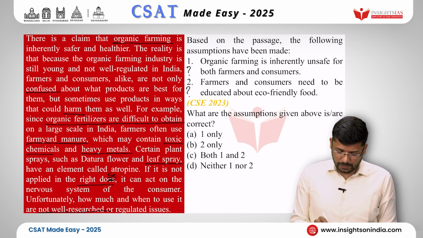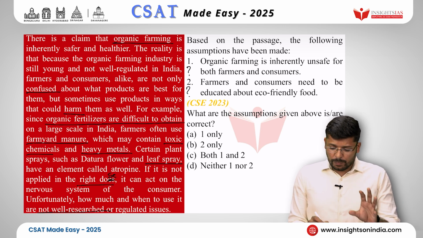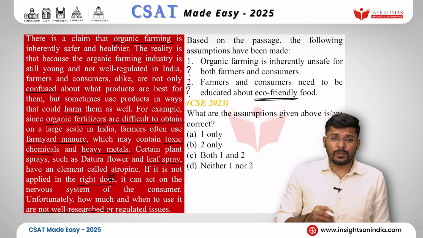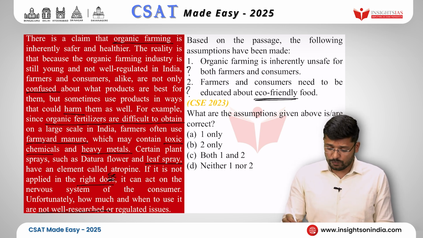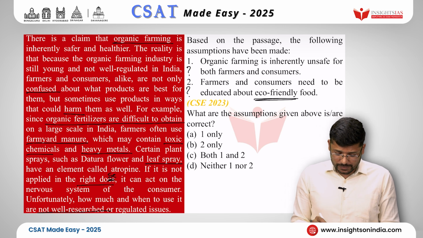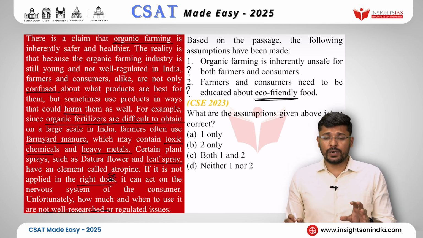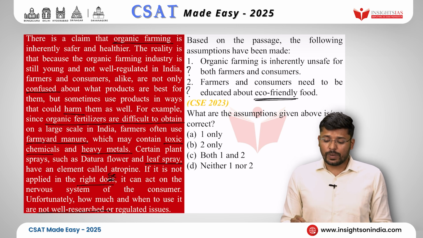Farmers often use farmyard manure, which may contain toxic chemicals and heavy metals. So farmyard manure is not an eco-friendly consumption. If using farmyard manure, it would not create eco-friendly food. We can make a connection using this farmyard manure sentence with being eco-friendly. Farmers and consumers need to be educated.